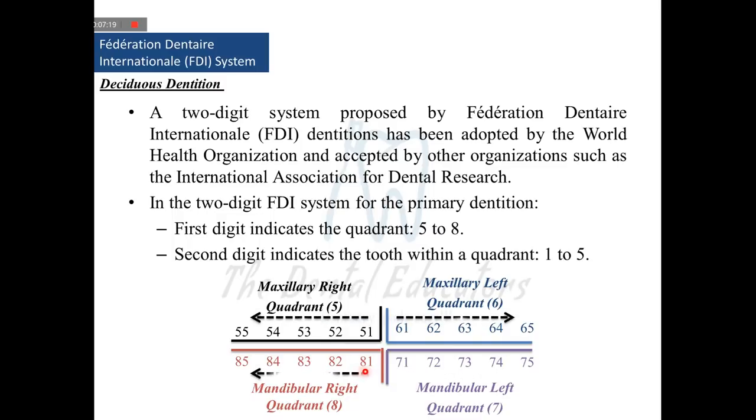So in the mandibular right quadrant as well, we can see that we just change the first digit, that is the quadrant number, as the mandibular right quadrant is written as number 8. So we just change the first digit, and then we mention the central incisor of the mandibular right quadrant as 8-1, 8-2 for the lateral incisor of the mandibular right quadrant, 8-3 for the canine of the mandibular right quadrant, 8-4 for the first deciduous molar of the right quadrant, and 8-5 for the second deciduous molar.